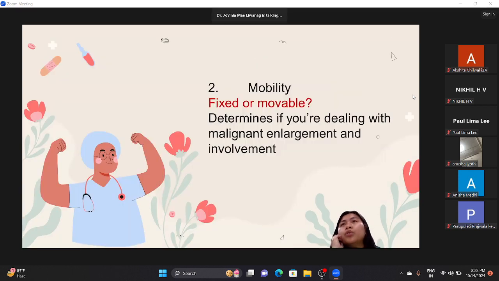So number two, first we determine the consistency. Now, let's check if it's movable. So fixed or movable. This determines if you're dealing with malignant enlargement and involvement. So usually if it's fixed, most likely it's malignant.